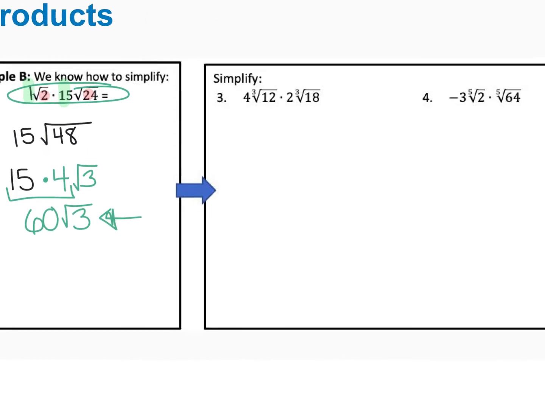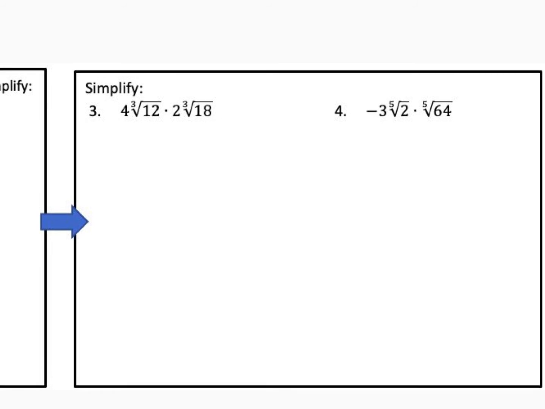Let's apply this concept now to higher radicals. So I have the 4 times the cube root of 12 times 2 times the cube root of 18. So I will multiply my coefficients together, and since my radicals have the same index, they're both the cube root, I can multiply my radicands together. All right, notice that condition I said that the indices have to be the same index. 4 times 2 would be 8 times the cube root of 12 times 18 is 216. Okay, now I'm going to simplify.